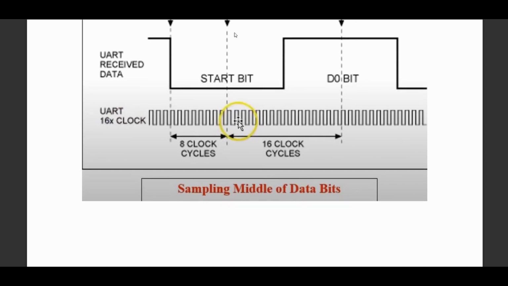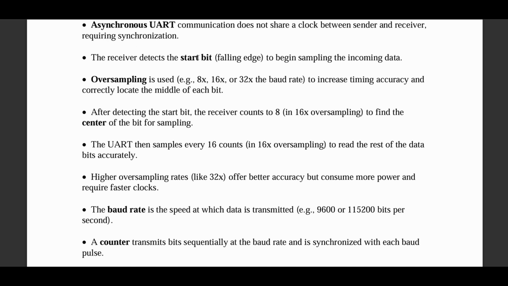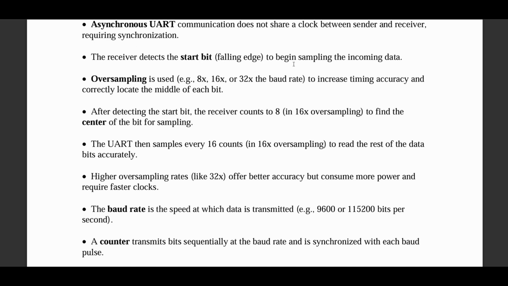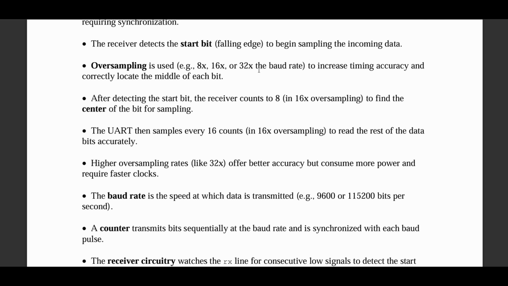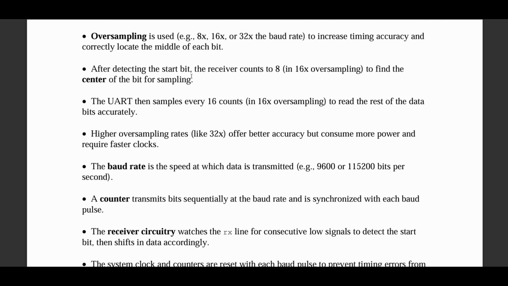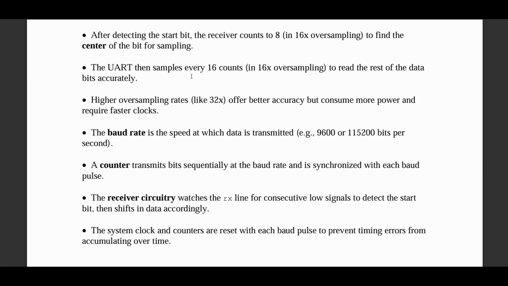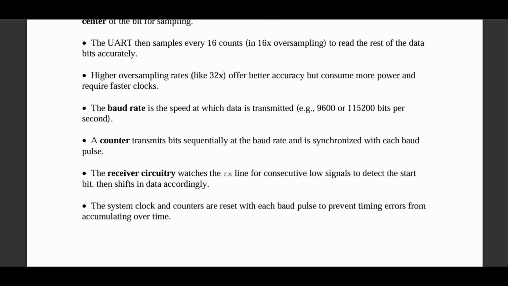Now we will get into some basic terminologies. Asynchronous UART communication does not share a clock between sender and receiver, requiring synchronization. The receiver detects the start bit to begin sampling the incoming data. Oversampling is used to increase timing accuracy and correctly locate the middle of each bit. After detecting the start bit, the receiver counts to 8 in 16x oversampling to find the center of the bit for sampling. Then UART samples every 16 counts to read the rest of the data bits accurately. Higher oversampling rates like 32x offer better accuracy but consume more power and require faster clocks.